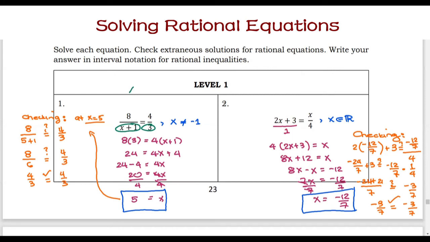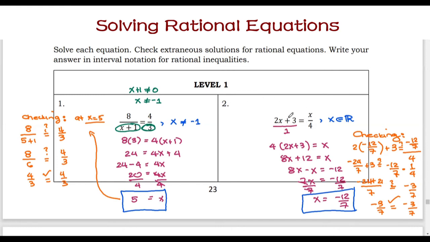Okay? Di ba sabi ko sa inyo, bawal mag-0. If you compute, x should not be equal to -1. Yung 3, it can never be 0 because 3 is not 0, right? Okay. Etong second example, ganun pa rin.